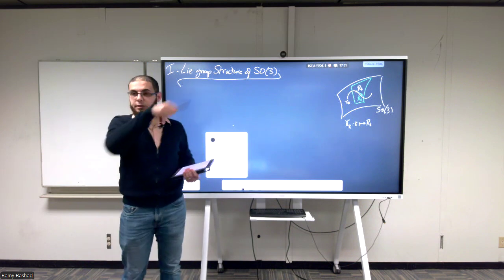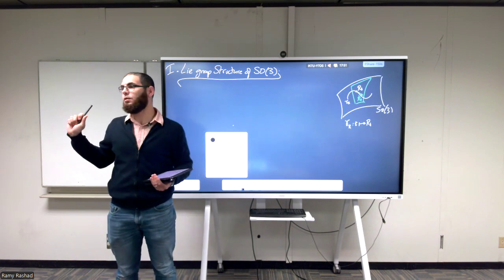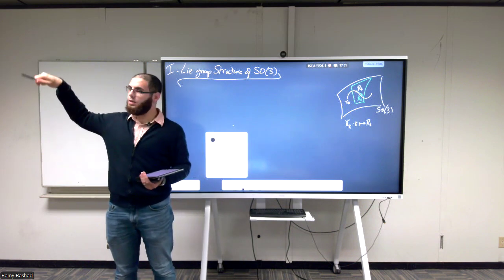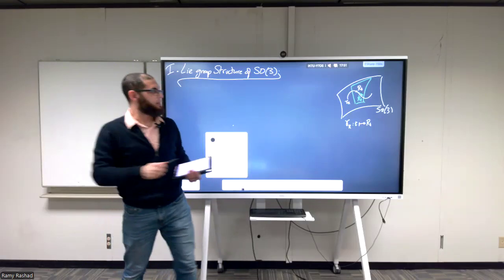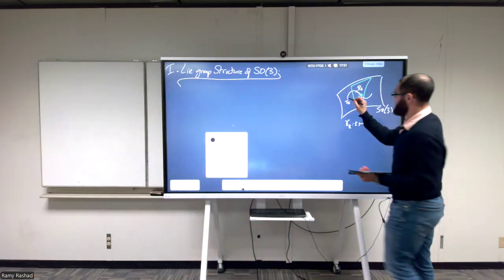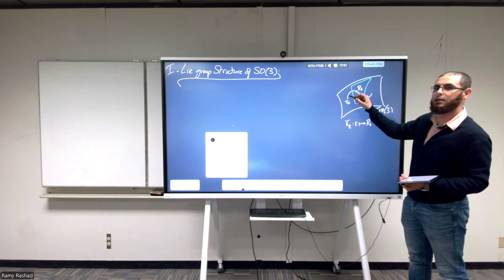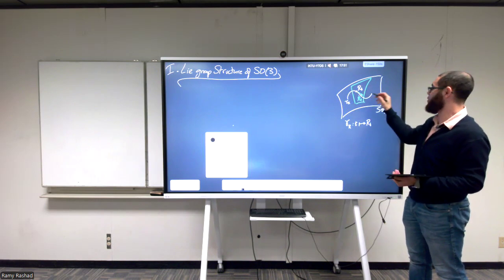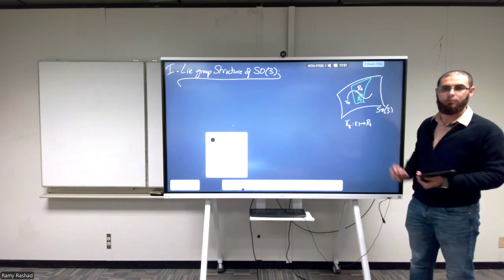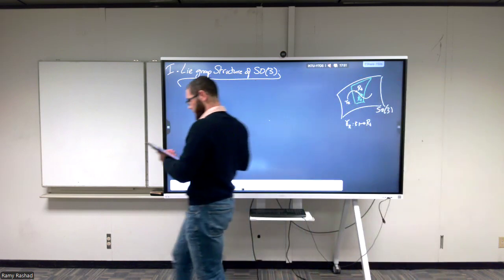This curve is a collection of rotation matrices. Each one of them is a rotation matrix connected to each other. This is the rotation matrix at time 1, the rotation matrix at time 1 plus epsilon, 1 plus 2 epsilon, and so on, until I come to the end of the curve. Okay, so this is what this means.